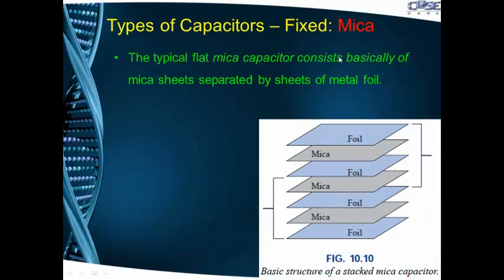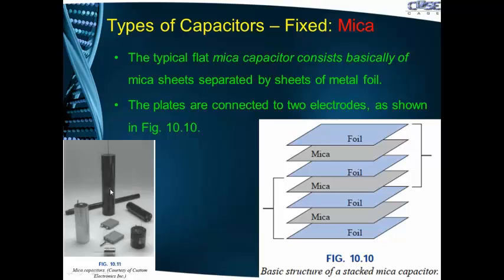So this is a mica type capacitor with the mica foils and mica insulator sheets for separation. The typical flat mica capacitor consists basically of mica sheets separated by sheets of metal foils. So this is mica used as an insulator, and these are the metal foils used for the capacitor plates, positive and negative. So these ones are for example positive. These are the positive plates, and these two are for example the negative plate of the capacitor.